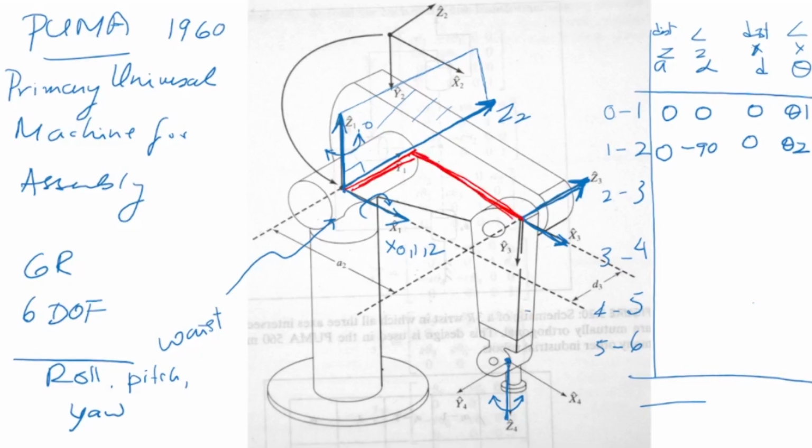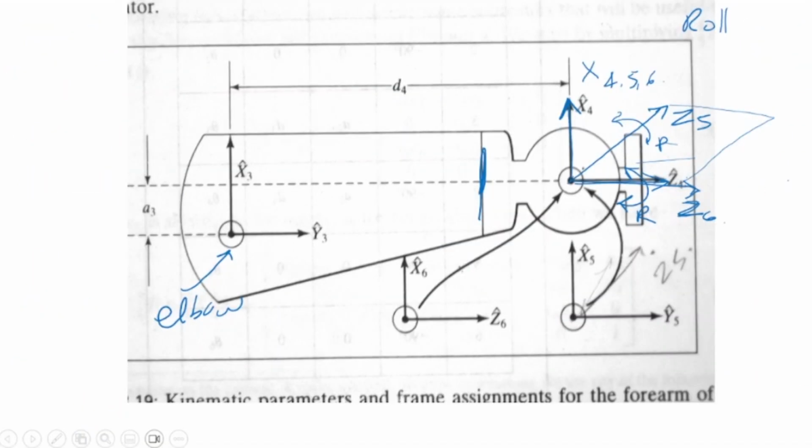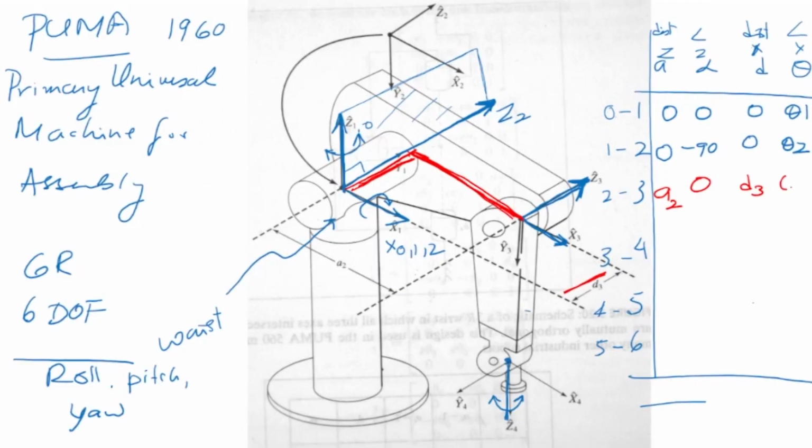So this distance is the distance between the z-axis. This is A2, so that's my A2. Whereas this distance is the distance between the x-axis. So x2 and x3 is this distance, which is my D3, which is here. Now they are parallel axes, so this is 0 and that is theta 3. Now from the third to the fourth, let's go to the next figure.